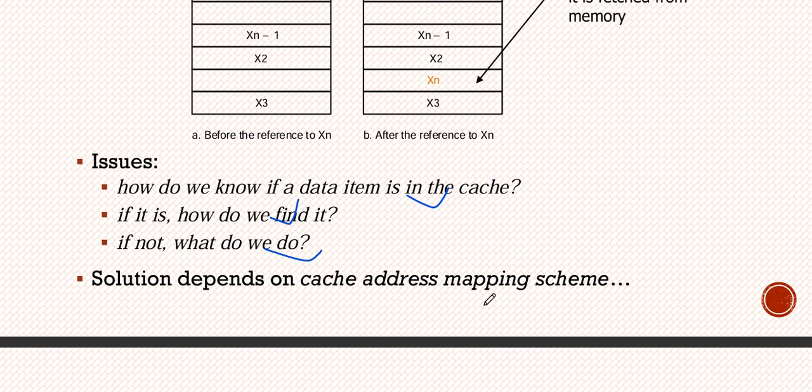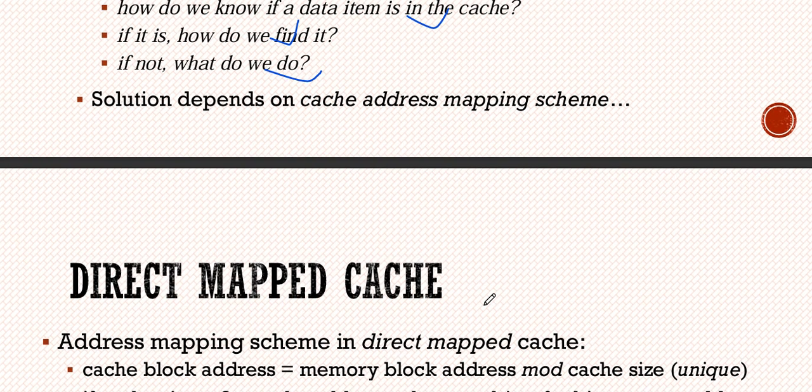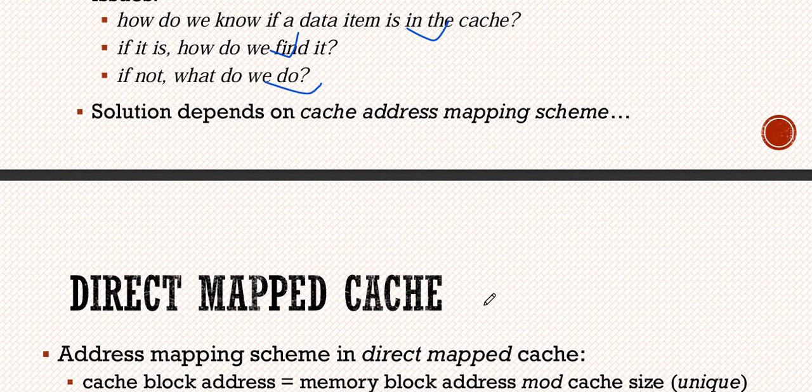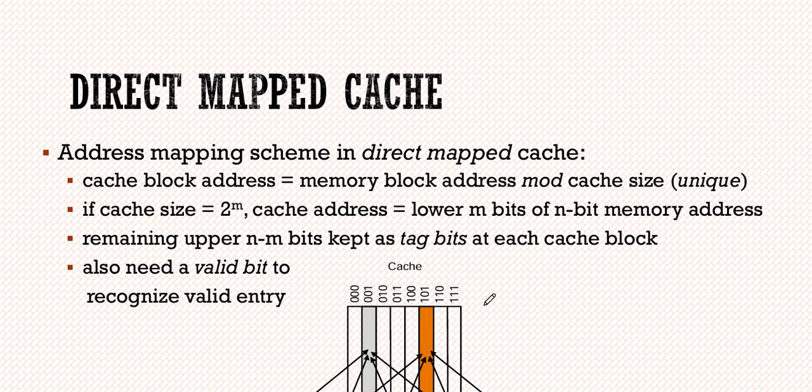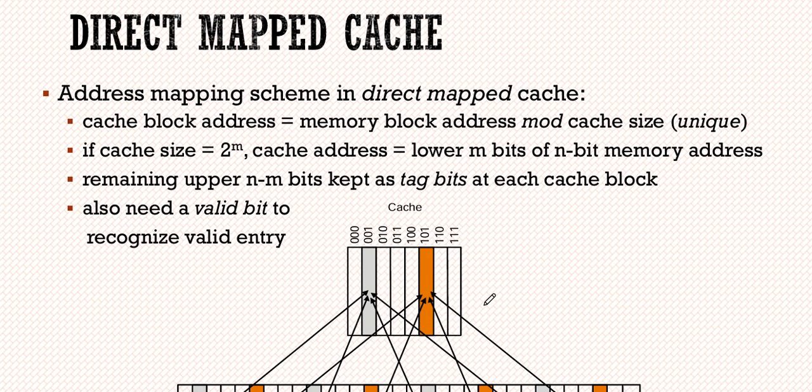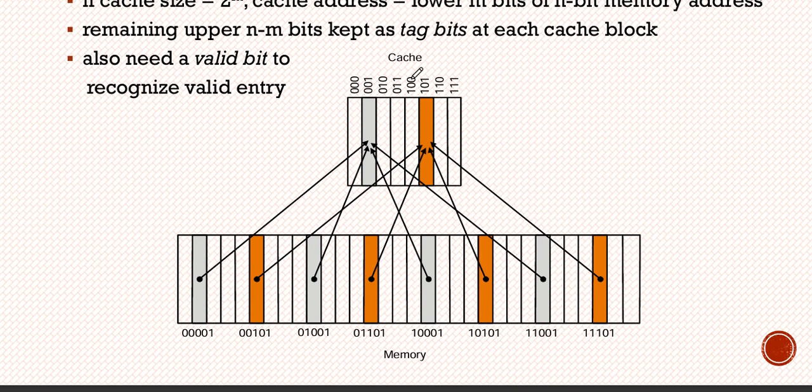So the solution will depend on the address mapping scheme. There are several mapping schemes. So far we consider three: direct, associative, and set associative. The direct mapping scheme is such that every address in memory is mapped to a single location in cache. Do you understand?